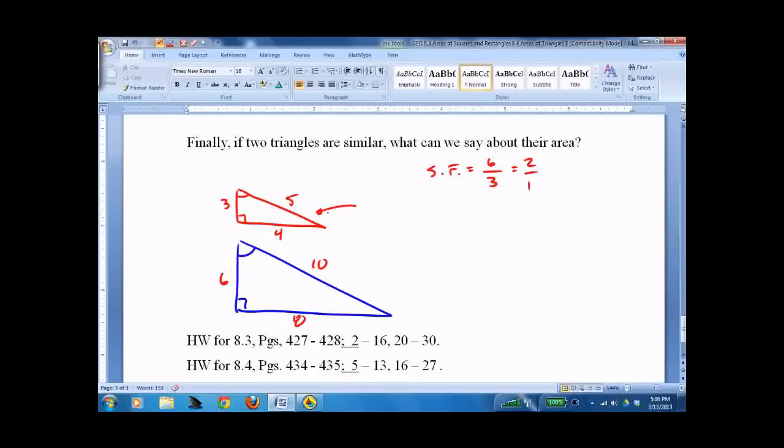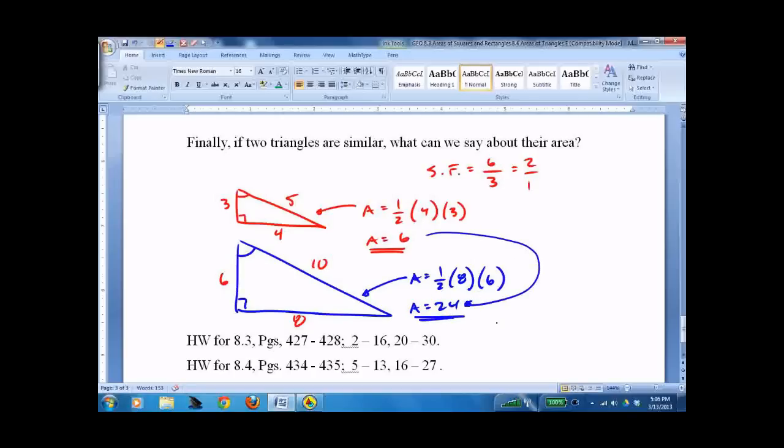Go ahead and pause this and see if you can do it yourself. And now I'll do it. 1/2, the base is 4, the height is 3 because it's perpendicular. Area equals 6. Area equals 1/2, base is 8, height is 6. Area equals 24. How do we get from 6 to 24? Multiply by 4.